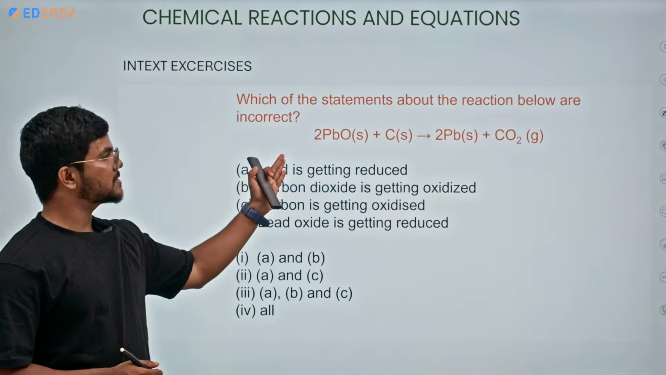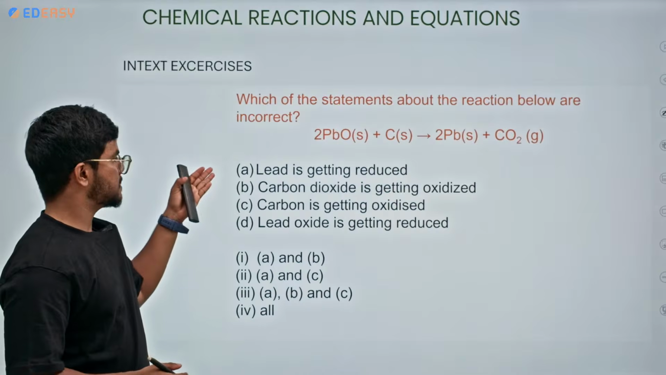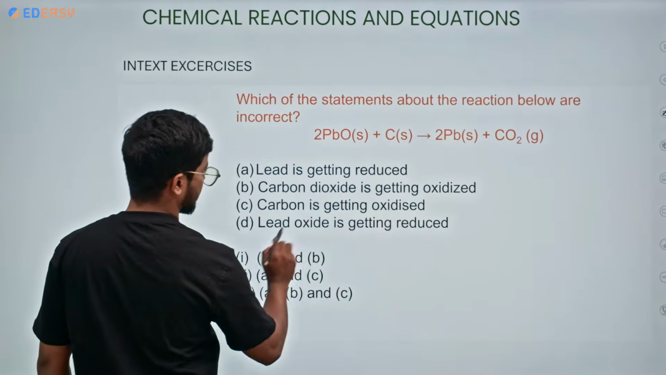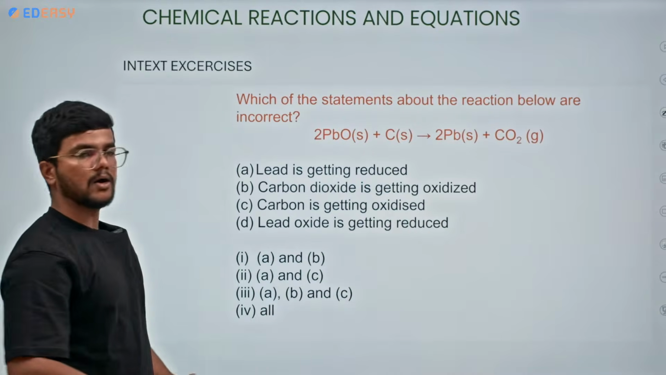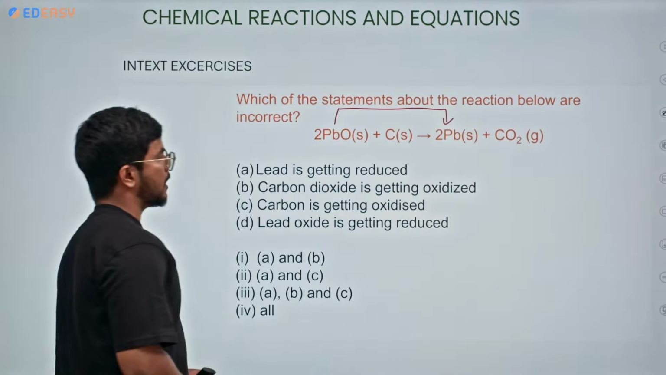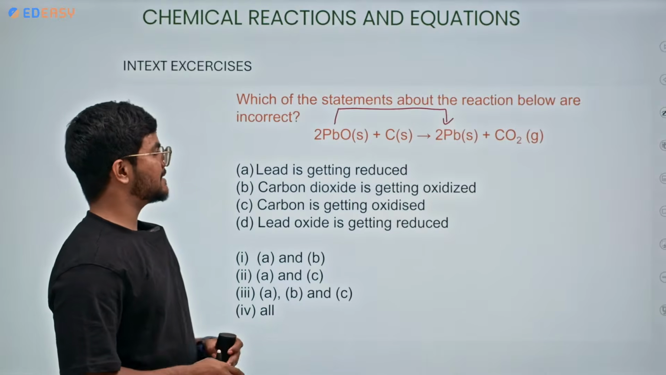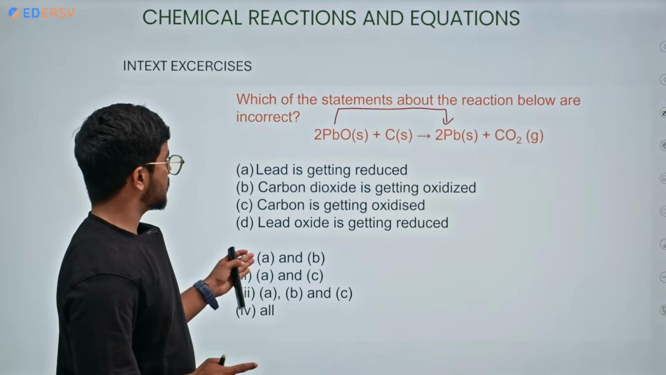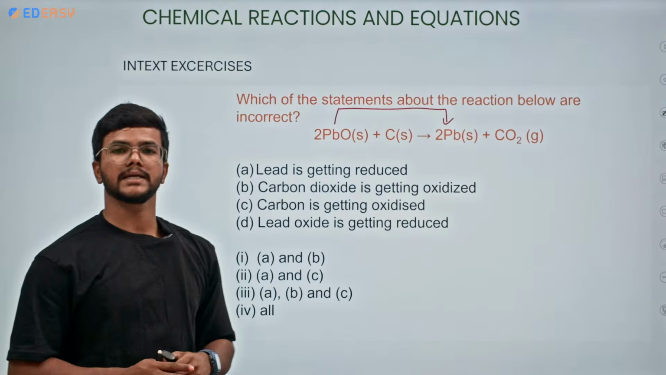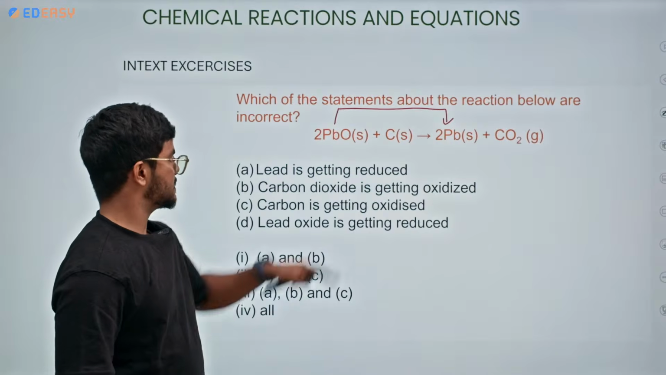Lead oxide, when it reacts with carbon, gives lead plus carbon dioxide. The options they have given: lead is getting reduced, carbon dioxide is getting oxidized, carbon is getting oxidized, lead oxide is getting reduced. So what will be the options? See, lead oxide is converting into lead. From the lead oxide, oxygen is being removed. So this is nothing but the reduction of lead. Lead is getting reduced, and lead oxide is getting reduced.